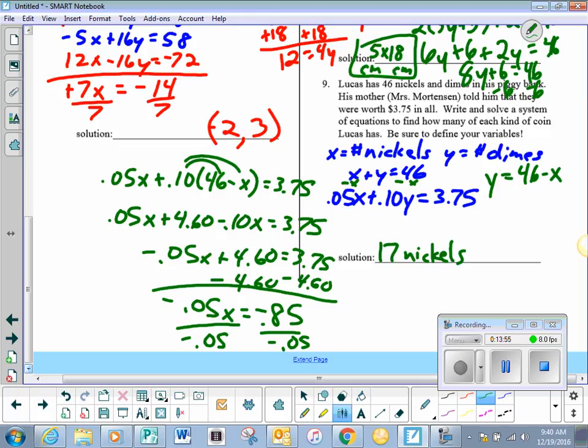Well, if there's 46 coins altogether, that means 29 dimes. Check it. 29 dimes, 290. 17 nickels, 85 cents. 290 plus 85. 375.